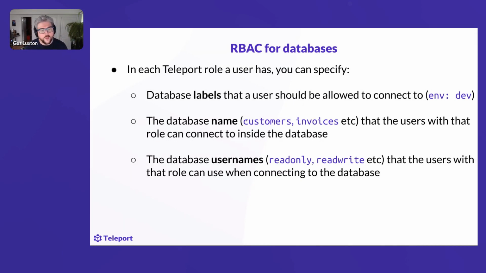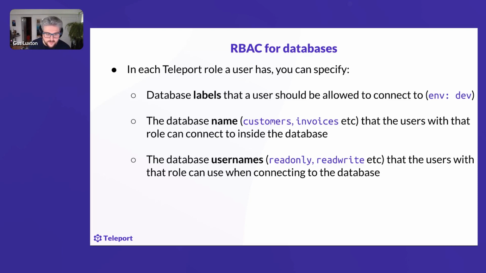And then you can say, okay, inside the development environment, any database that's part of that, we should allow this database name for access. So you might have a customers database, an invoice database, any other data set that you have. You can specify that in Teleport's role-based access control as well. And if people try to connect to database names that they don't have access to, Teleport won't allow them to do that. And then you can also specify the usernames or the roles inside the databases that people can use. So you can have shared users, read-only, read-write users, that kind of thing.